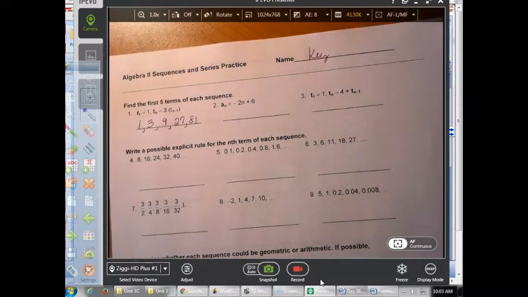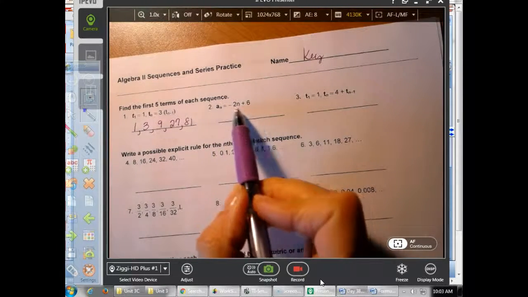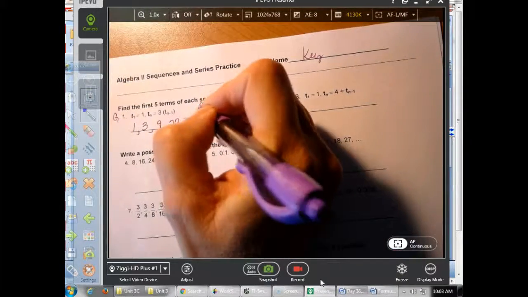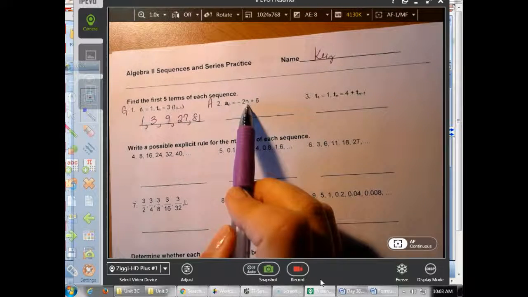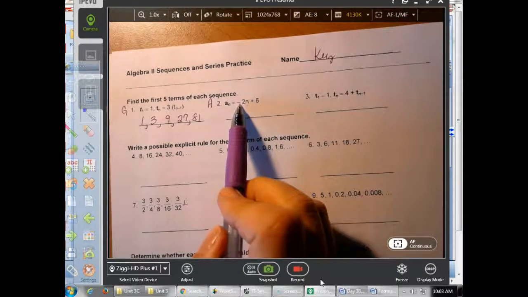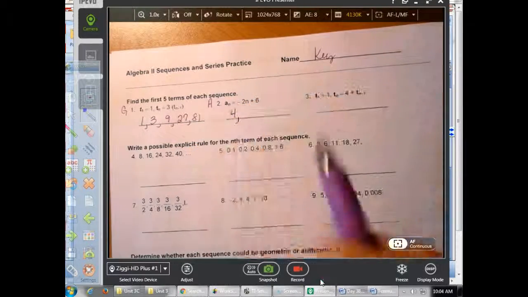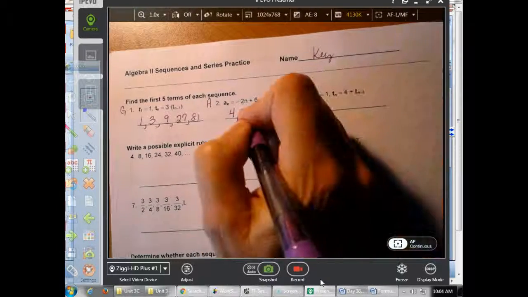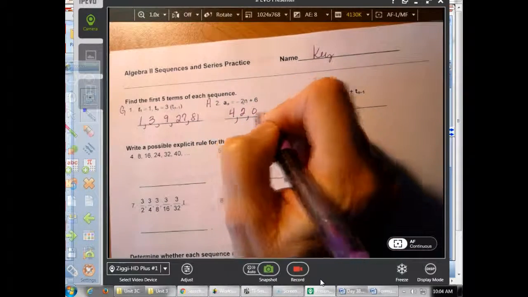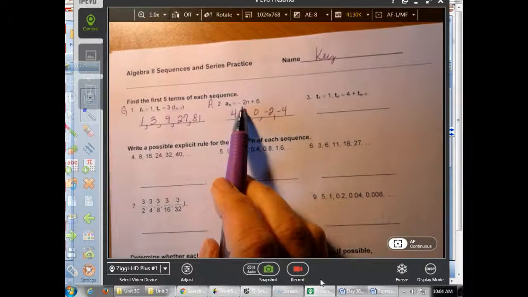Okay, the next one, you can tell it's a line, so this is going to be arithmetic. I'll put a G here, I'll put an A here, and we want the first 5 terms. If I want the first term, I have to plug in an n of 1. Negative 2 times 1 is negative 2, so I'm going to start with 4. The easiest thing from there is just to subtract 2 every time. So that's going to be 2, 0, negative 2, negative 4. This is arithmetic with a common difference of negative 2.